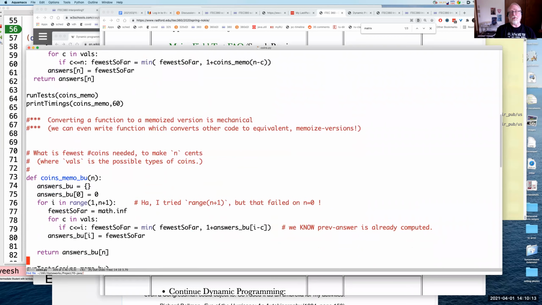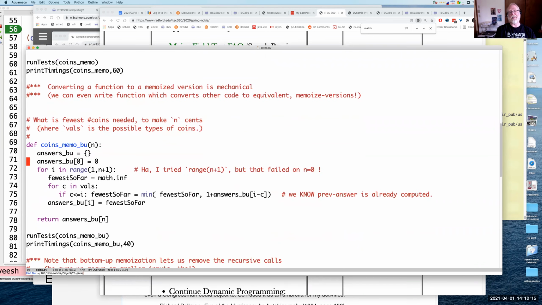We could also do it bottom up. Bottom up is saying, I'm going to make my array answers start as an empty array. I know in Python I'm using a dictionary here, but imagine that's an array of size. You're calling coins memoized bottom up, BU for bottom up, of 57. Make an array that's 57 long, and start filling in element 0 of the array. Then fill in element 1, 2, 3, 4, 5.